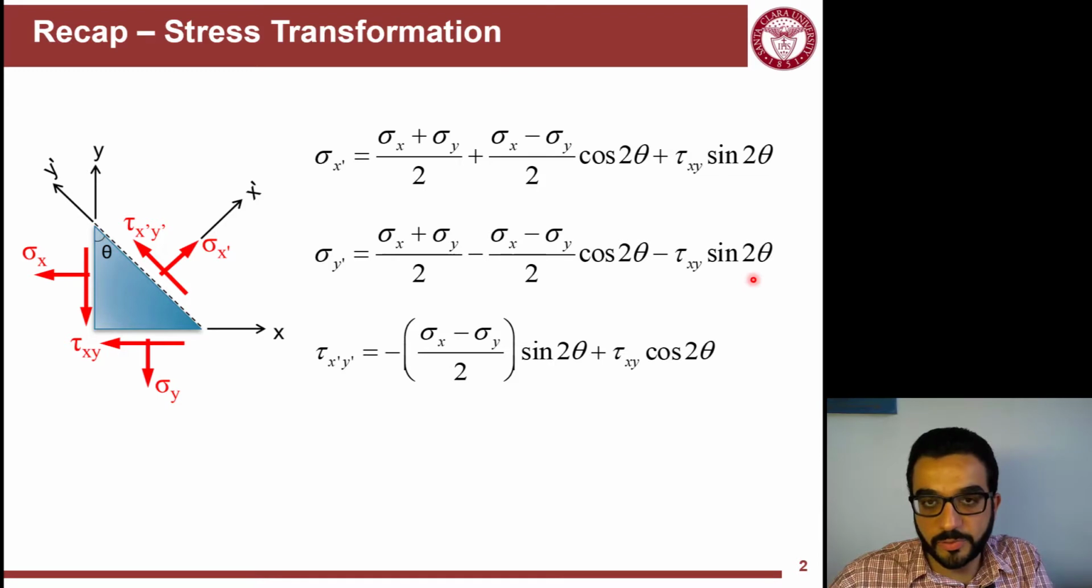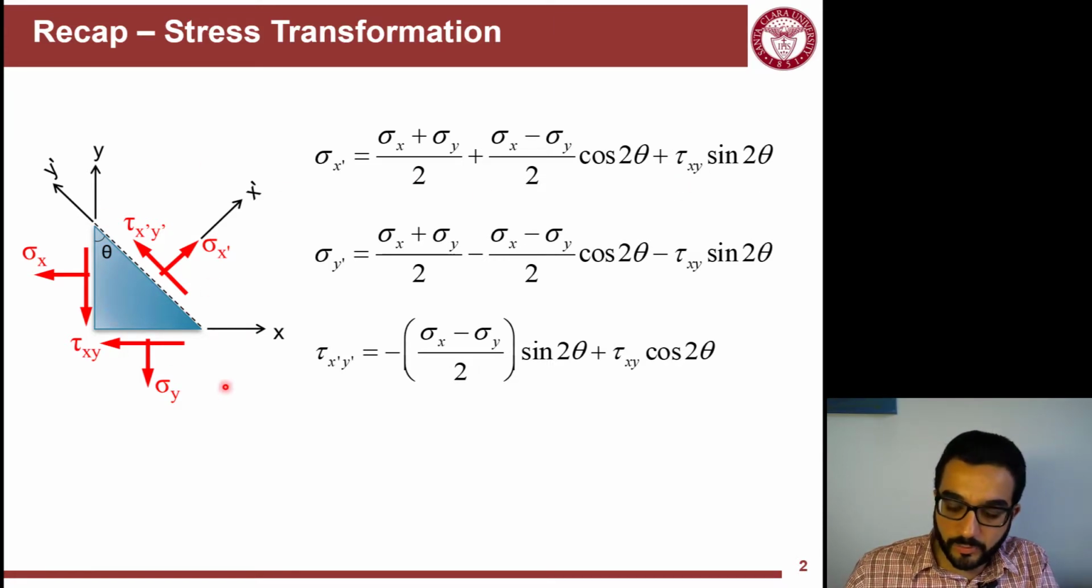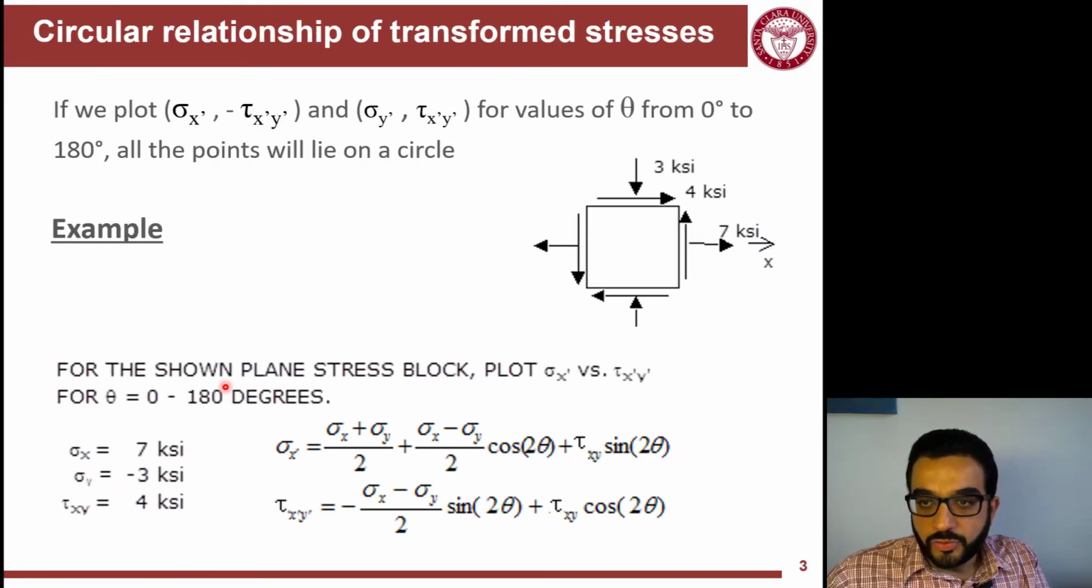So sigma x prime, sigma y prime, and tau x prime y prime. They are a function of the given stresses at the original orientation of axes, so sigma x, sigma y, and tau xy, and considering the angle between the original axis orientation and the orientation of the axes for the transformed stresses. So we will learn here the amazing circular relationship that exists between these transformed stresses and their orientations also.